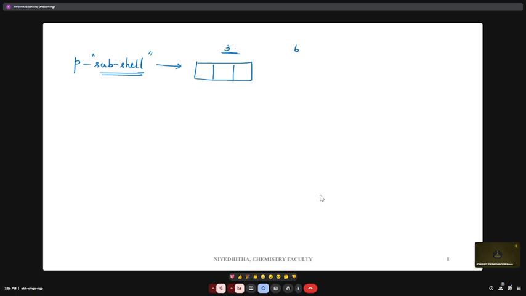Is there any formula to calculate the number of orbitals in a given subshell? The formula is 2l plus 1, right? So if l is equal to 1, then 2 into 1 plus 1, which is equal to 3. So now we are calculating the number of orbitals in a given subshell and we are multiplying this number of orbitals with 2 to get the number of electrons in a given subshell. So please note down the formula.